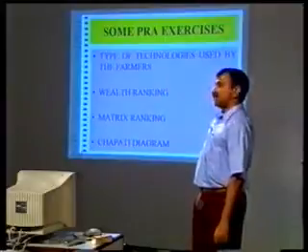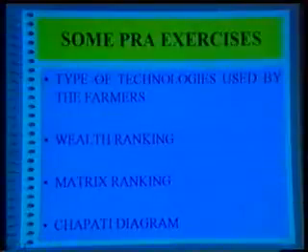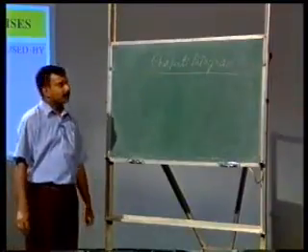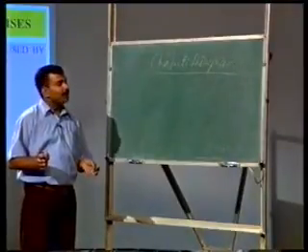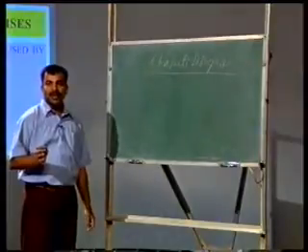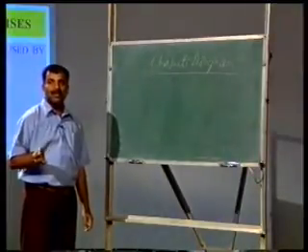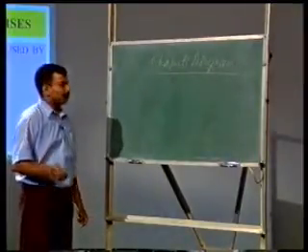In this program we will cover some more PRA exercises, which begins with the chapati diagram. Under the chapati diagram, with the help of the villagers, we try to map out some of the important institutions or the importance of the different institutions to the people.